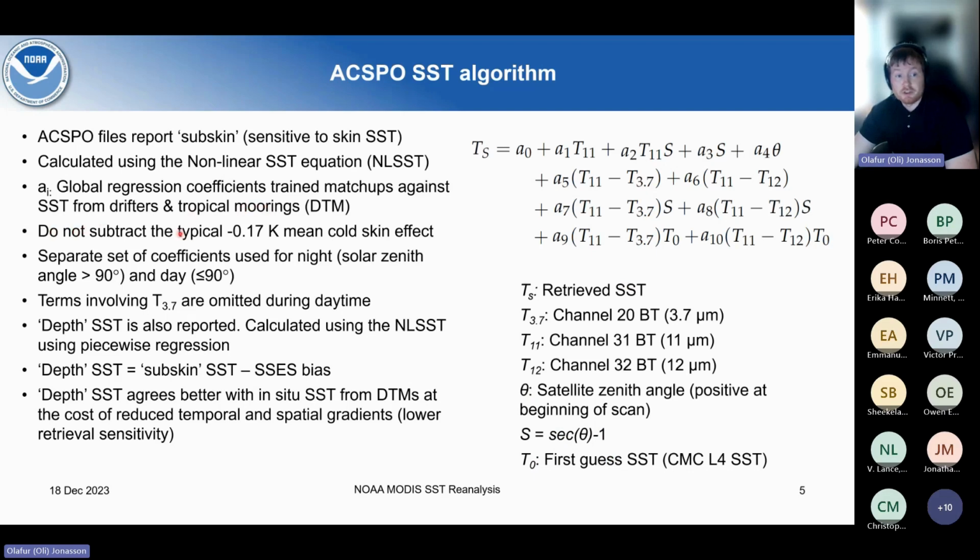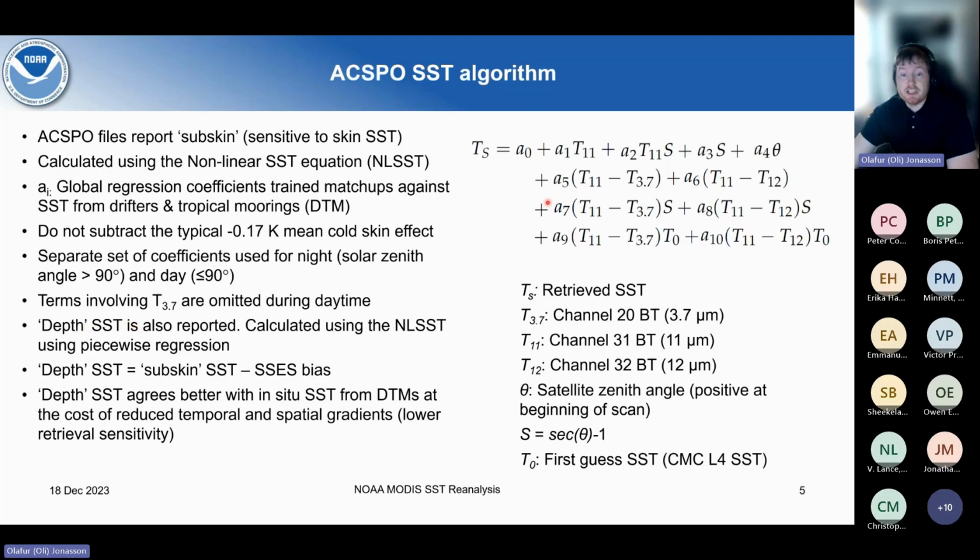One thing to note: we do not subtract the typical 0.17 Kelvin mean cold skin effect. So our SSTs have a mean bias against in-situ SST from drifters of 0. We use a separate set of coefficients for night, when the solar zenith angle is bigger than 90, and for day, when it is less than 90. In terms of channels, the 3.7 micron band is omitted during daytime because we can't use it because of solar contamination.